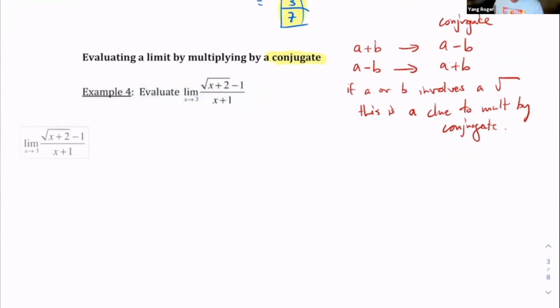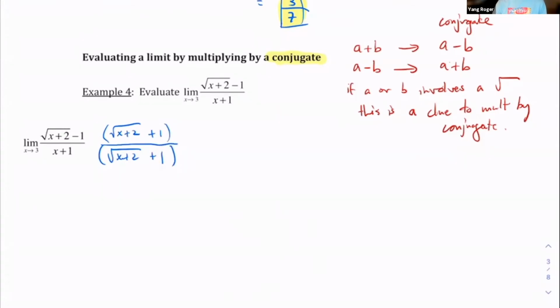Okay. And then what I'm going to do is I'm going to multiply top and bottom by the conjugate. So the conjugate of the numerator is going to be square root of x plus 2 plus 1. And whatever I do to the top, I want to do to the bottom because I'm only allowed to multiply by 1. So multiplying the top and bottom by the same thing is not going to affect the expression. Does that make sense?